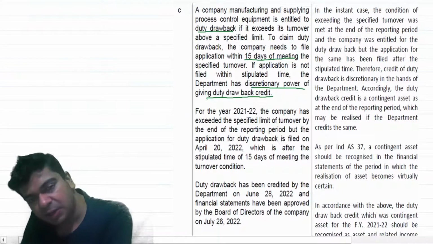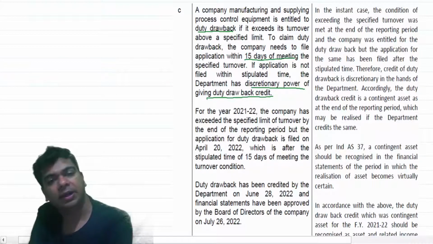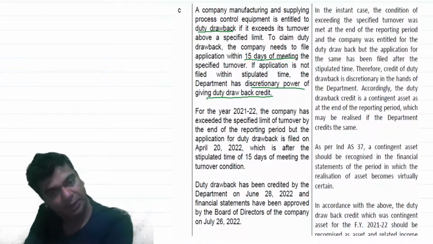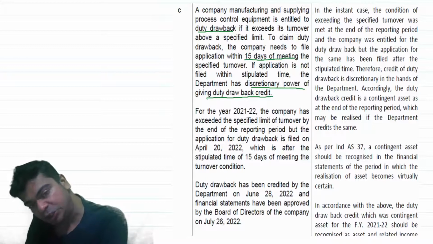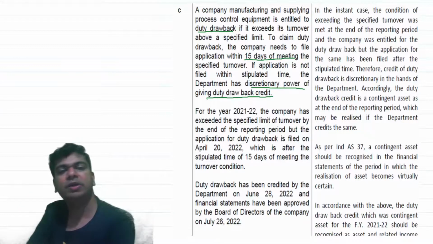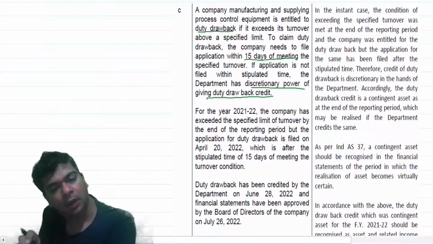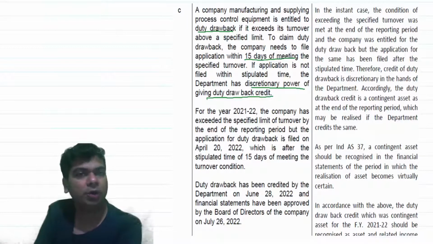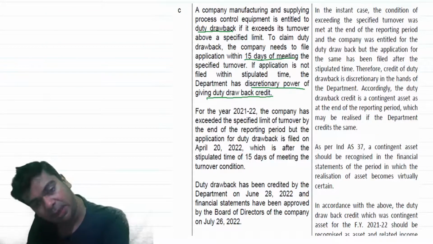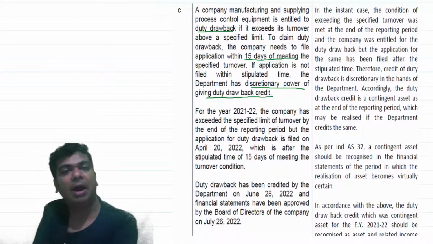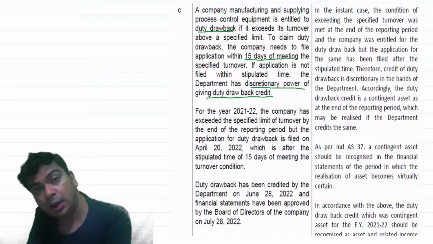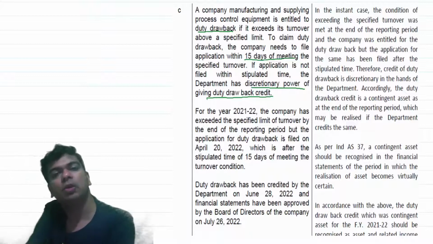You are manufacturing and supplying certain equipments and you are entitled to certain duty drawback benefits provided your turnover is exceeding a certain limit. And this is an important condition over here. If your turnover is exceeding a certain limit, within 15 days you are supposed to make an application. If you fail to do so, that does not mean the duty drawback may not be available. It can still be available. But the department has discretionary power. Discretionary power means now it is no longer within your control. If the department decides, then you will get the drawback. If the department decides otherwise, you will not get the drawback. Okay.